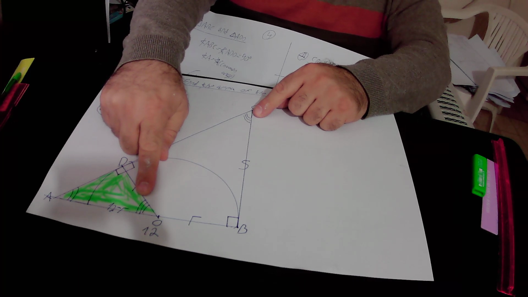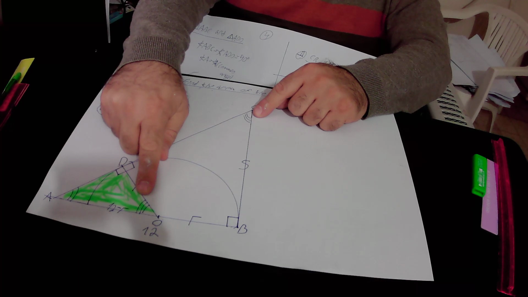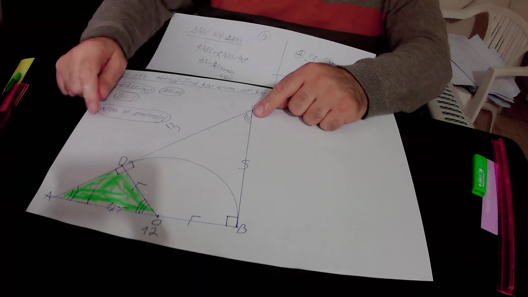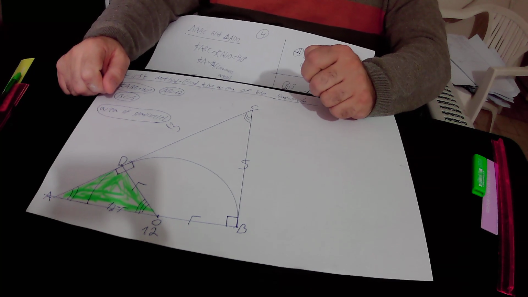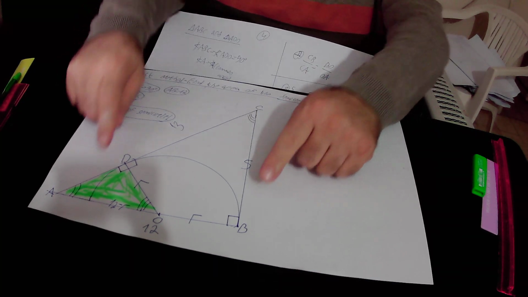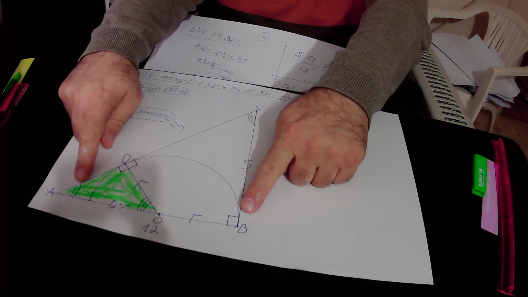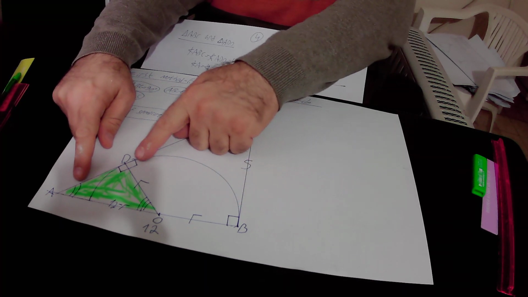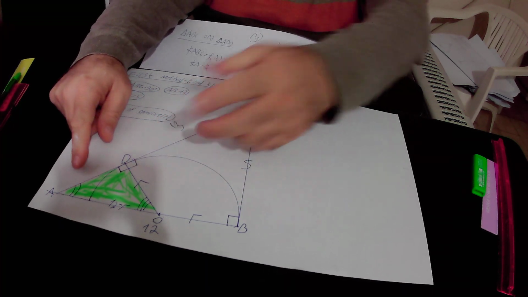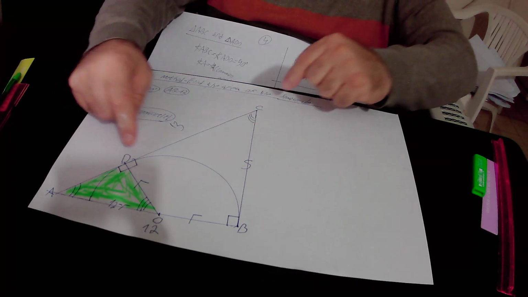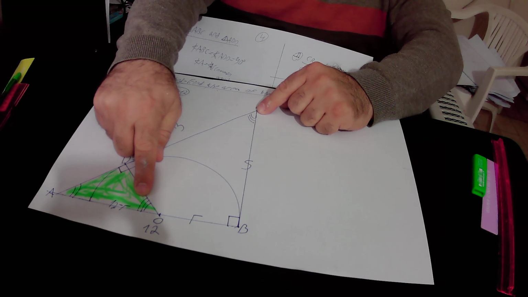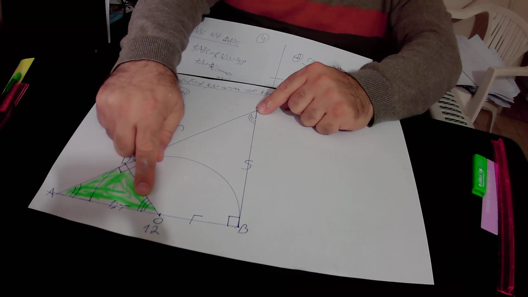The third angle theorem states that if two angles in one triangle are congruent to two angles in another triangle, then the third pair of angles must also be congruent. We have two angles in triangle ABC that are congruent to two angles in the green triangle. Therefore, the third pair of angles must also be congruent because the angles sum to 180 degrees.